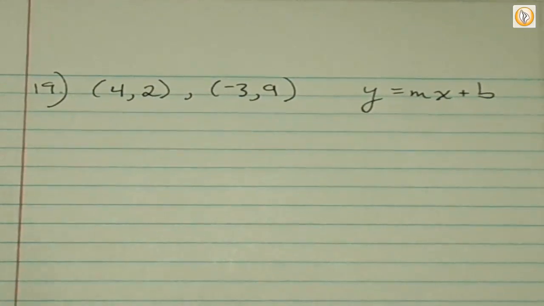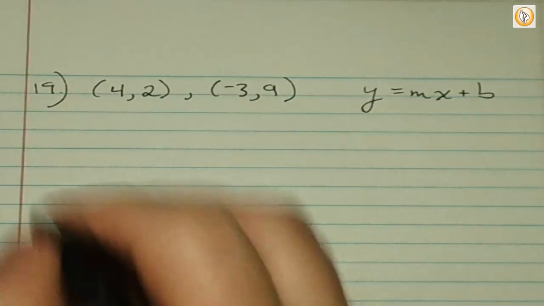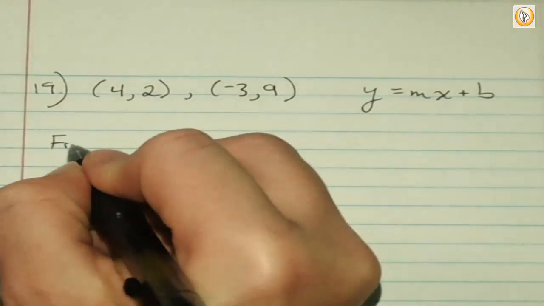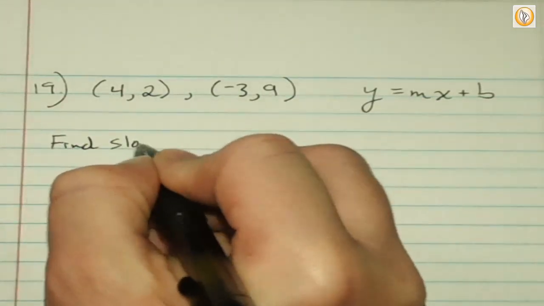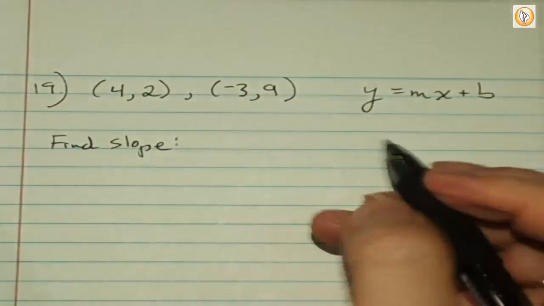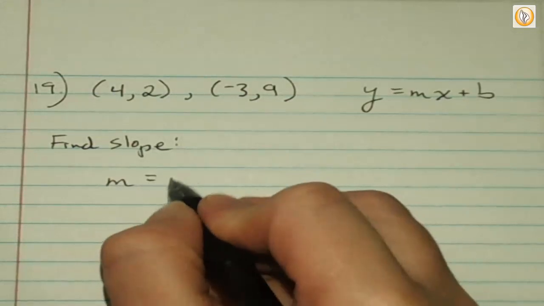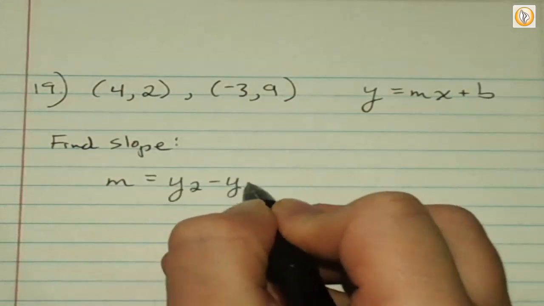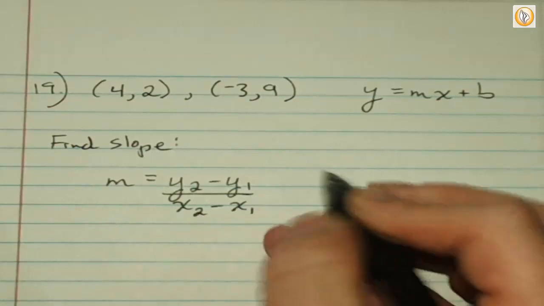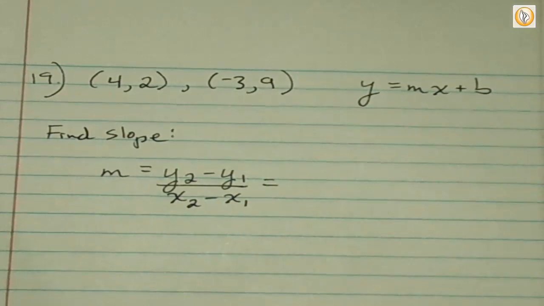Talk me through it. You do the y2 minus y1 over x2 minus x1. Okay, so the first thing we want to do is find slope. In fact, I'm going to write that. Find slope. Okay, so we're going to do M equals y2 minus y1 over x2 minus x1. So we're going to find the slope. That's what that thing is called.